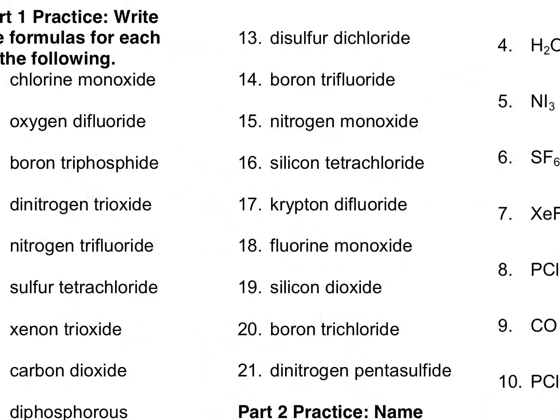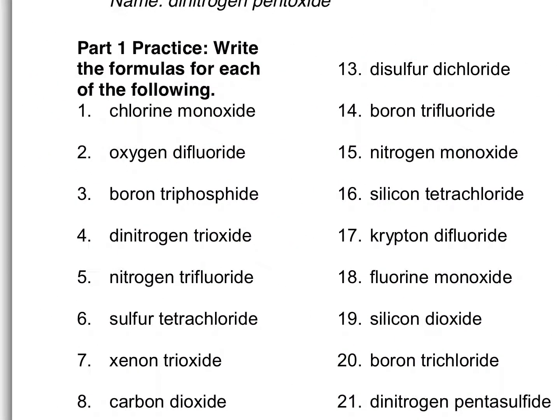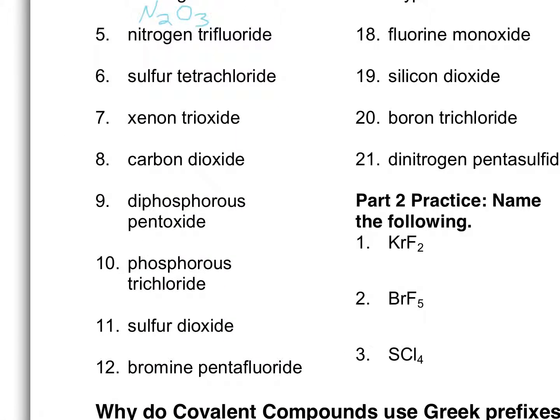So let's look at a couple of these. How about dinitrogen trioxide, right here: N2O3. 2 nitrogens, 3 oxygens. That's it. Bromine pentafluoride: Br. It doesn't say mono because we don't need the mono. If we don't use a prefix, it just means 1. Pentafluoride: F5.